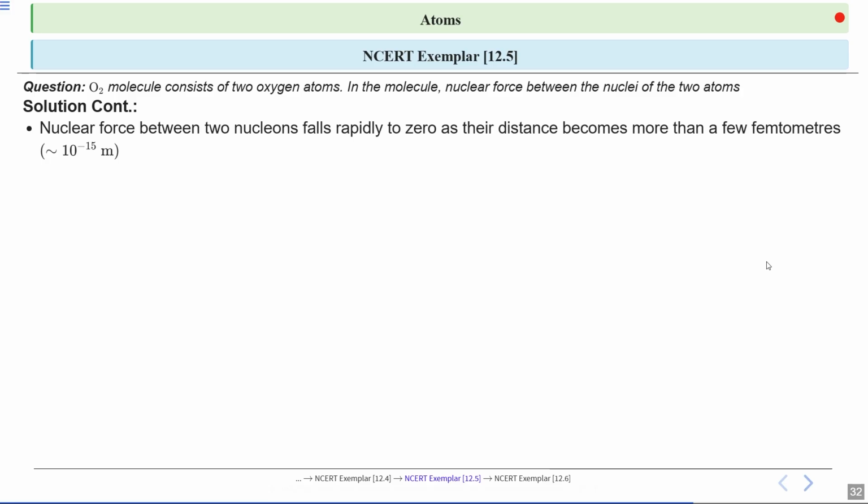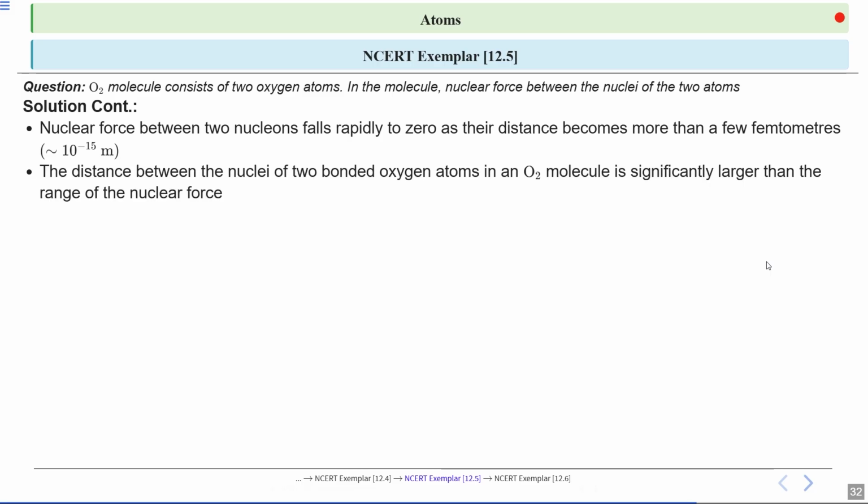So let's talk about the range of the nuclear force. Nuclear force is extremely strong, but it only acts over a very short distance, about a few femtometers, which is around 10 to the power minus 15 meters. That's much smaller than the size of an atom. So if two nucleons, meaning protons or neutrons, are farther apart than this, the nuclear force between them drops off very quickly and becomes almost zero.